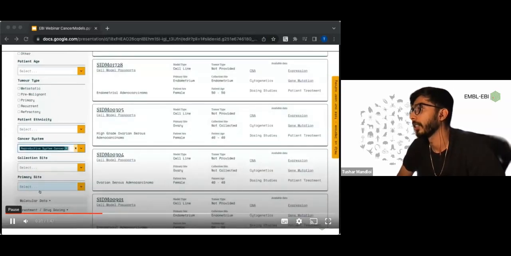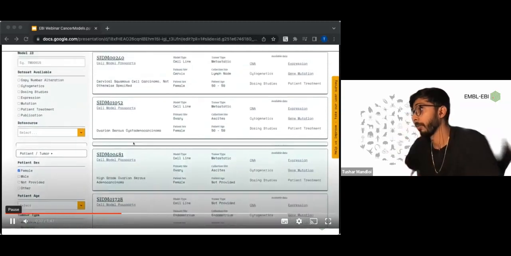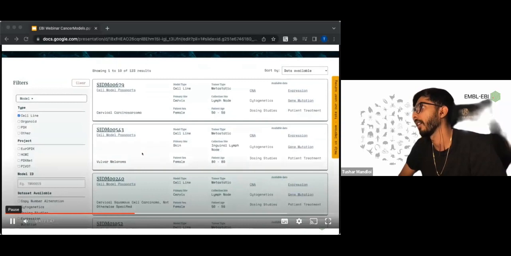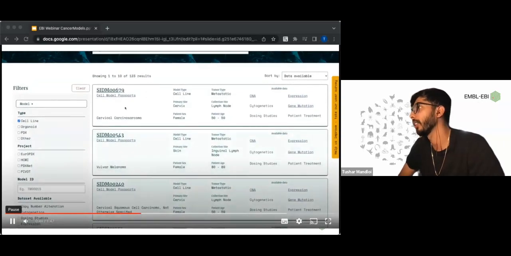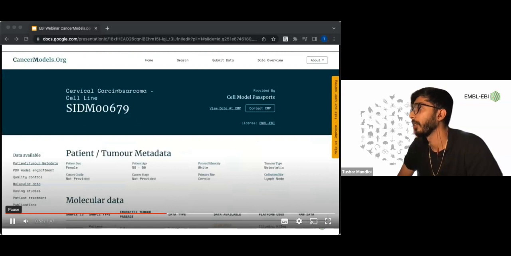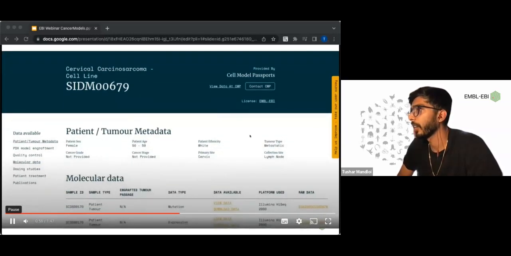He is presented with the models of his interest, the models that apply based on the filters he applied, and there are 123 models based on his search. He picks the model of his interest. He is presented with the metadata and molecular data of the model.